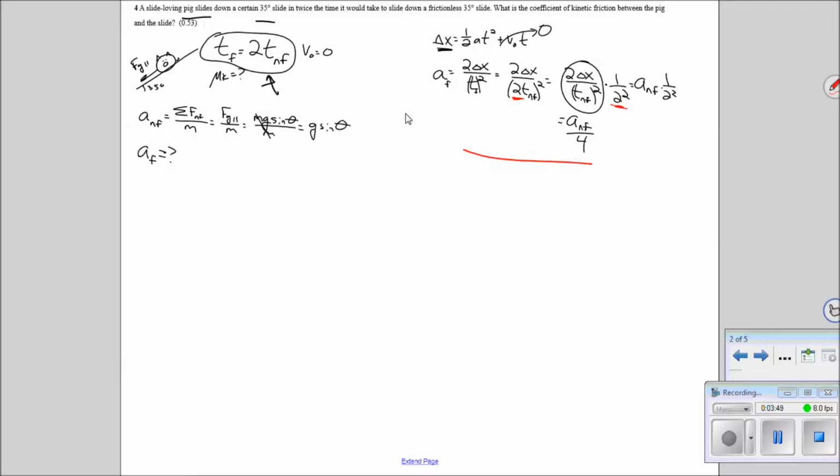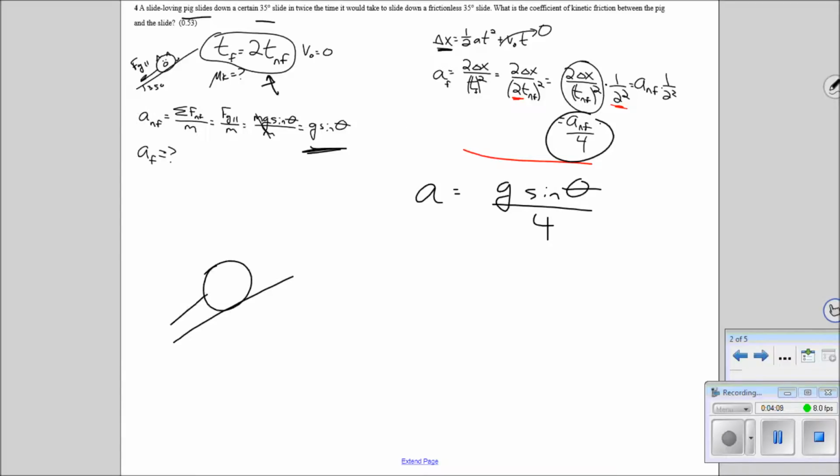All right, so now let's take a look at what's going on. What we just discovered is that the acceleration of the pig is equal to the acceleration with no friction over 4. So that's g sine theta over 4. So let's take a look. Here's our pig. So we've got Fg parallel pulling him down, force of kinetic friction pulling him up.